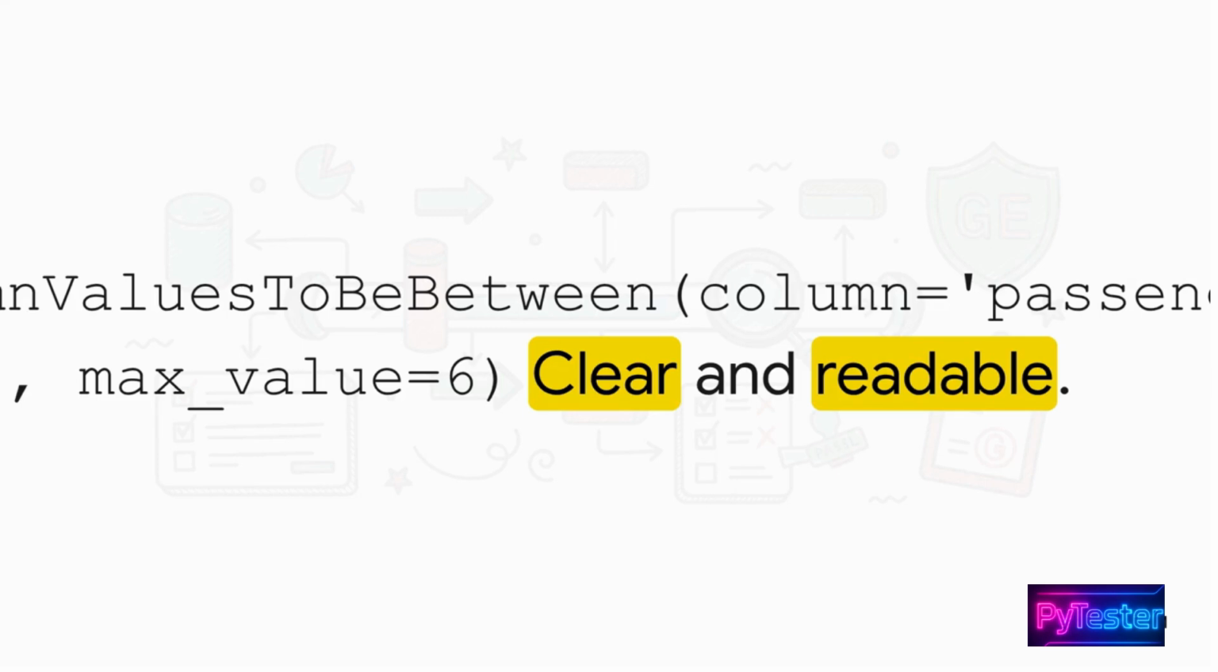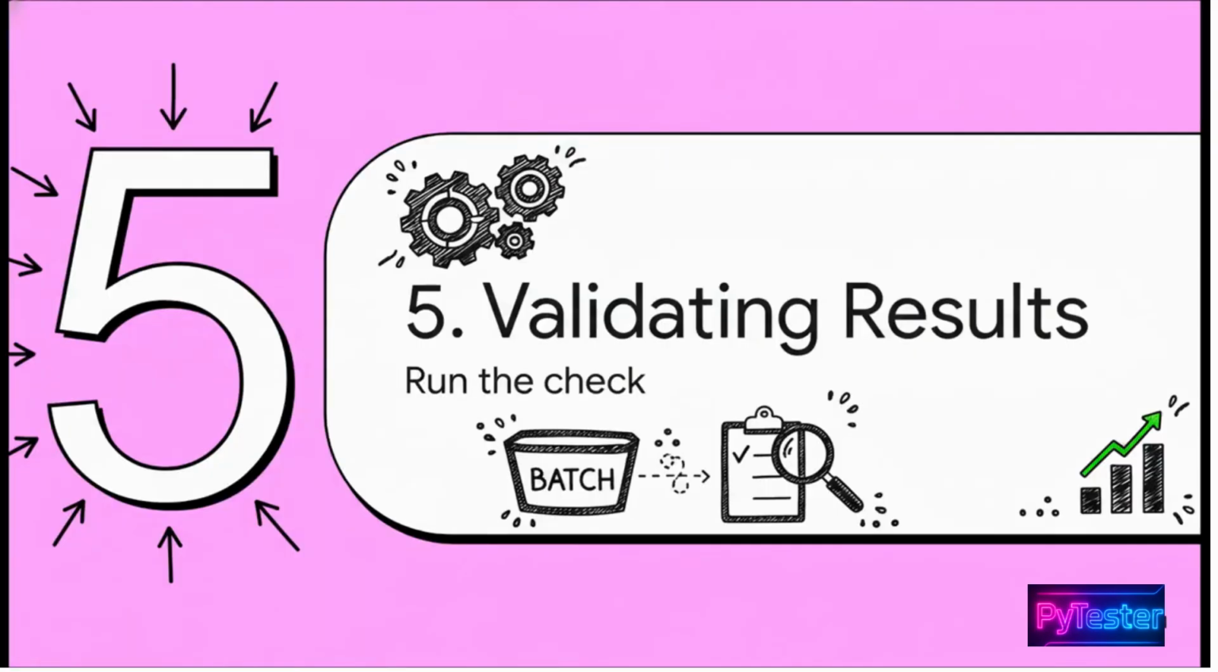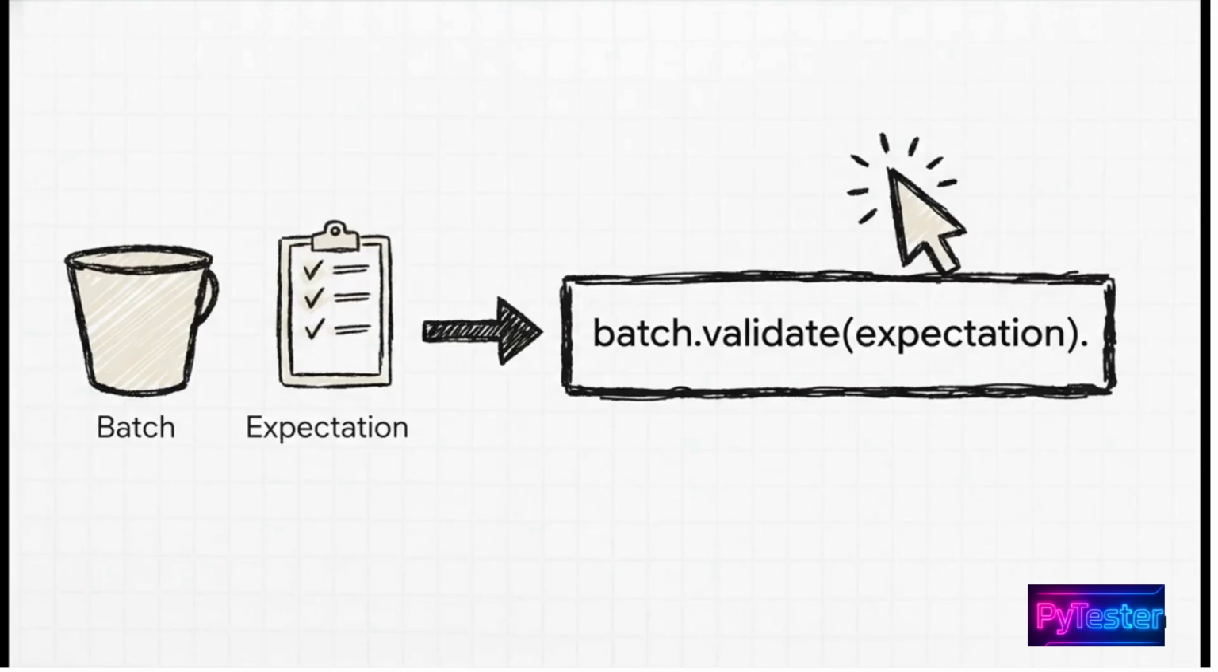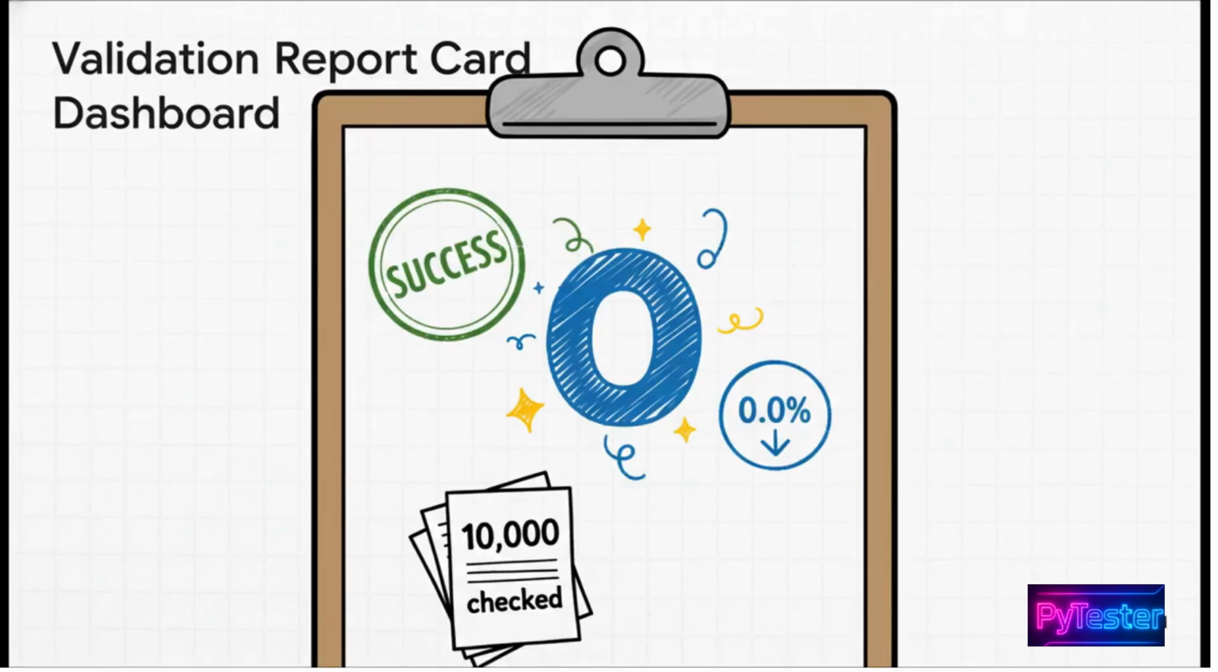It's so cool. All right, this is the moment of truth. We've defined our data, and we've stated our expectation. Now let's actually run that check against our batch of data and see what the results look like. And you know what? To actually trigger the validation, it's just a single method call. You take the batch of data we defined, you call the .validate method on it, and you just pass in the expectation we just created. It's that direct.